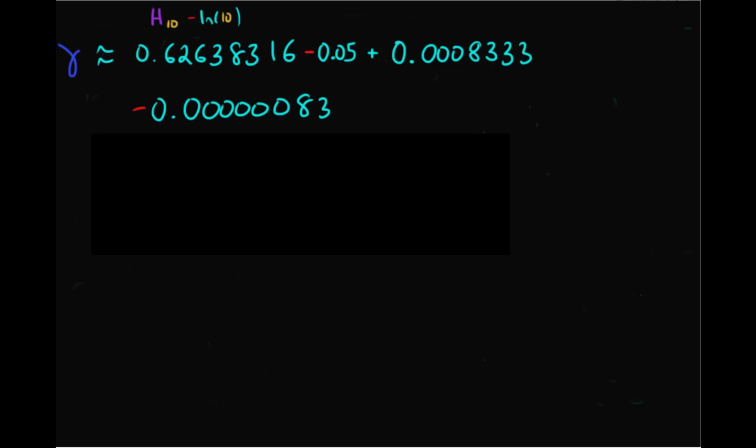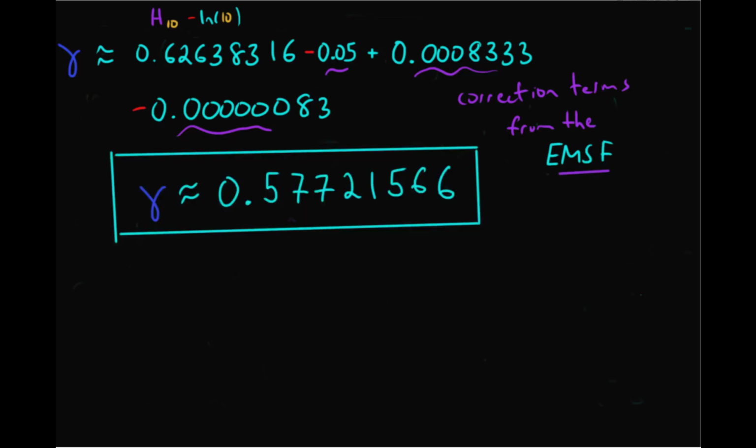Well, that number, 0.6263816, is a pretty poor approximation for gamma. It's not even accurate to 1 decimal place. But with just 3 correction terms from the Euler-Maclaurin summation formula, and we saw actually that the 4th correction term was too small to make a difference here, and with our estimation of the error integral confirming for us that we're going to be accurate to 8 decimal places, we have that gamma is approximately equal to 0.57721566.